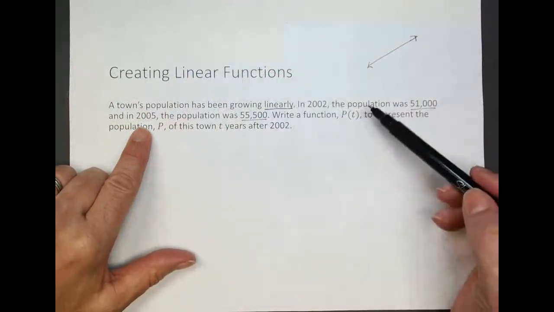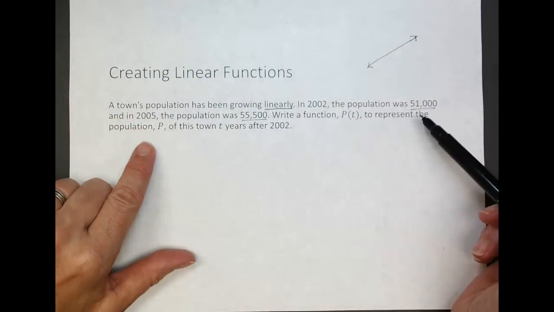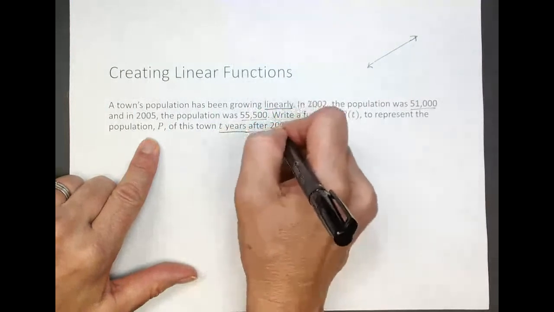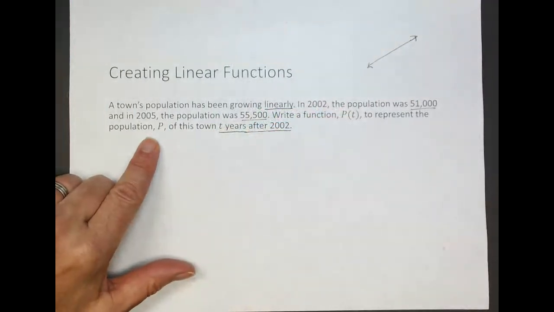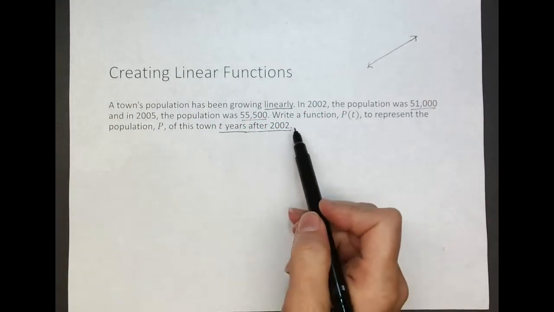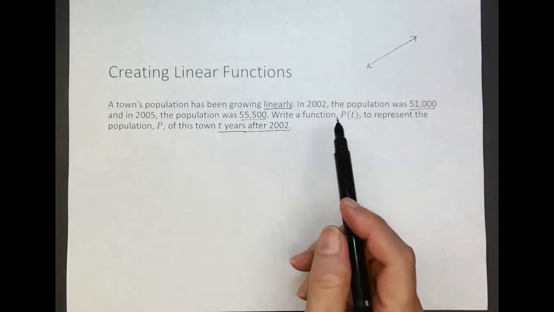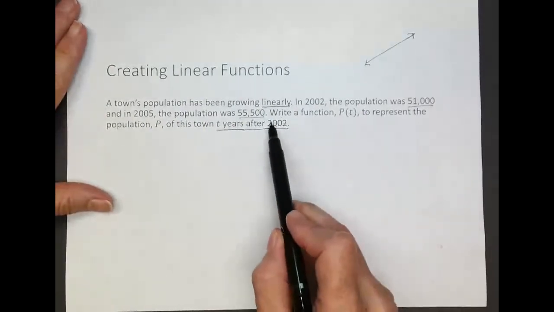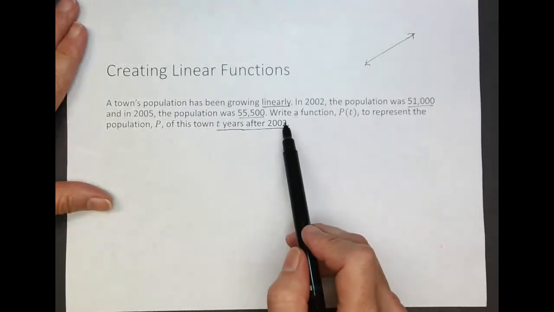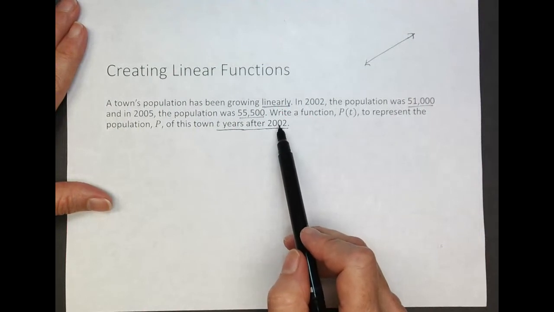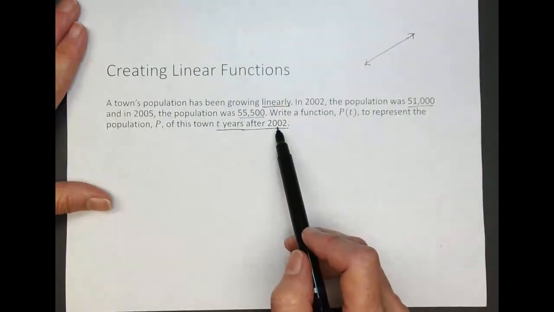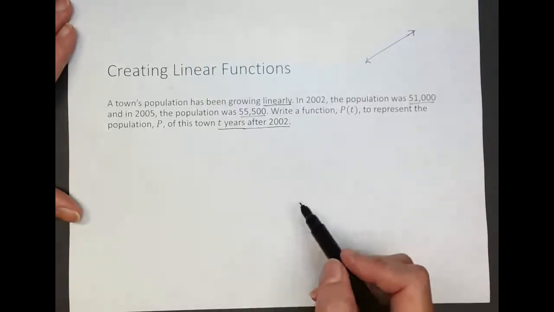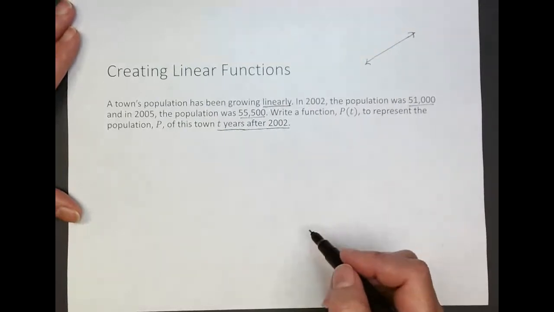Right? So we want to write a function, we want to call it P of t, to represent the population of this town. And look at this, t years after 2002. Right? Why do I want to say it's t years after 2002? Would it make any sense to write a function and use an actual year as the input? Not really, because years are kind of funny. They are numbers, but what do they measure? They measure the distance from year 0, and that's very rarely something that's valuable in terms of a function, right?